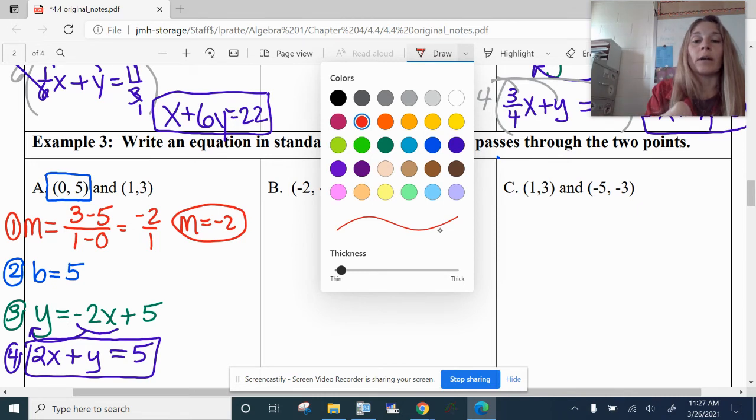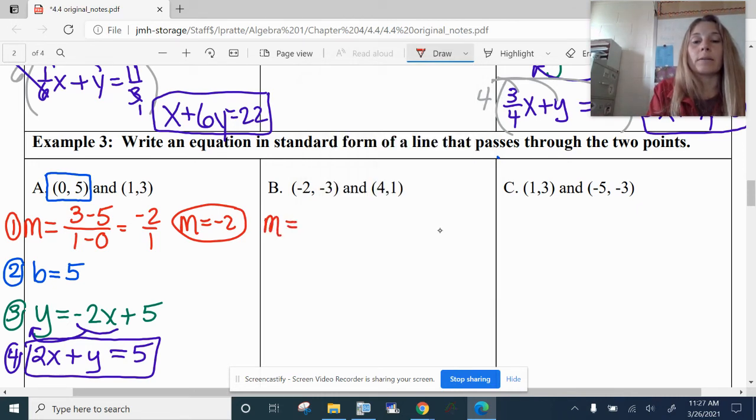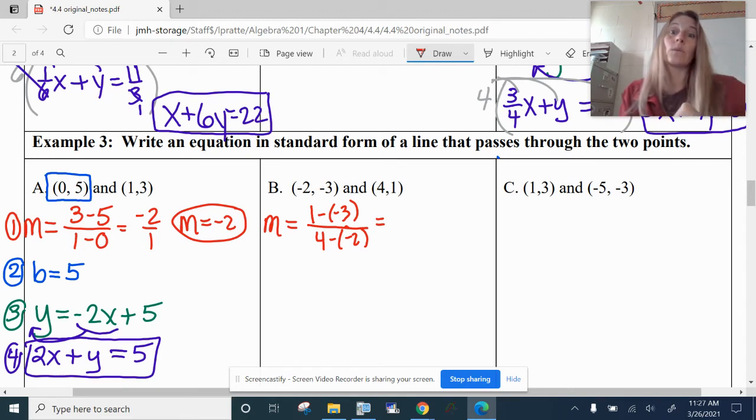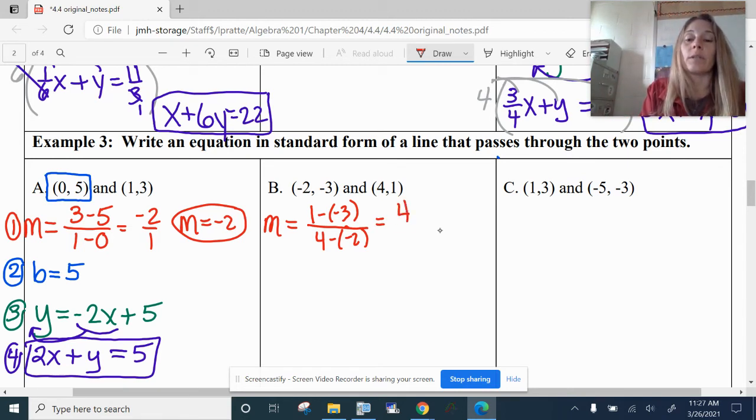All right, if we take a look at example B, slope equals 1 minus negative 3, and then 4 minus negative 2. I did y2 minus y1. Now, when we subtract a negative, we know that changes to addition. So this is really 4/6, which is going to simplify to 2/3.